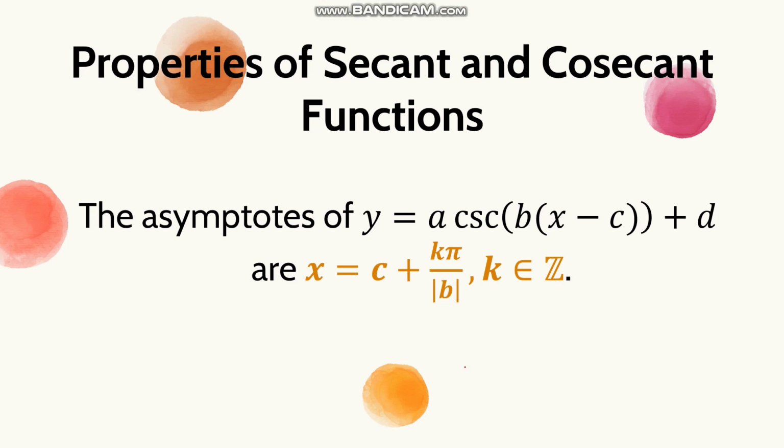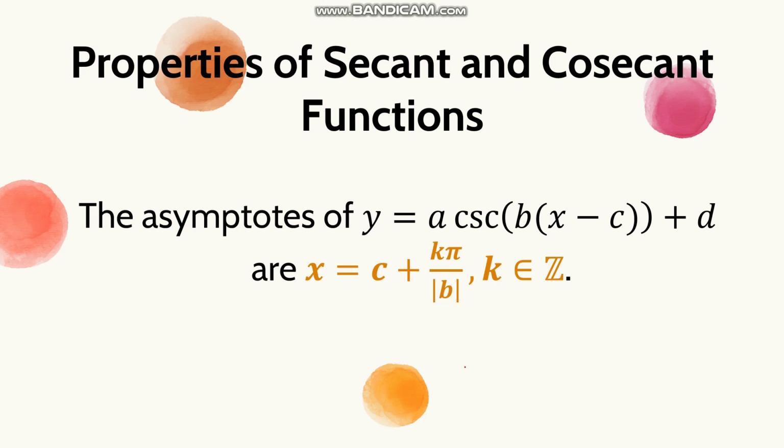So the asymptotes, if we are going to recall, are lines where the graph just approaches, or keeps on getting closer, but they will never intersect. As you noticed a while ago, when we analyzed the graph of secant and cosecant, there are some restrictions. And those restrictions produce a line. The graph of our secant and cosecant should not intersect those lines or points. So that's the reason why we have asymptotes for both secant and cosecant functions.